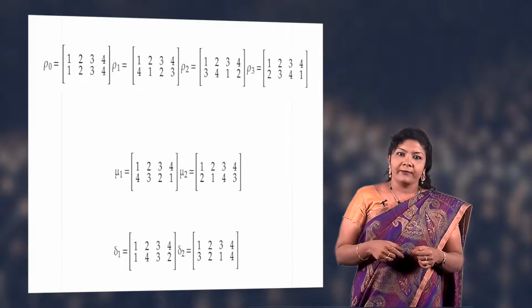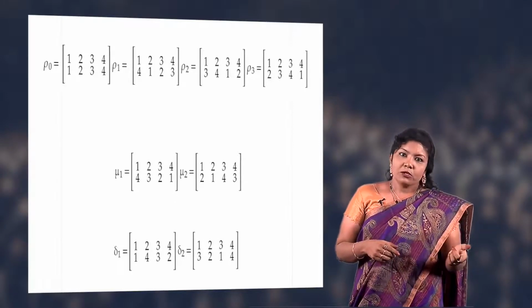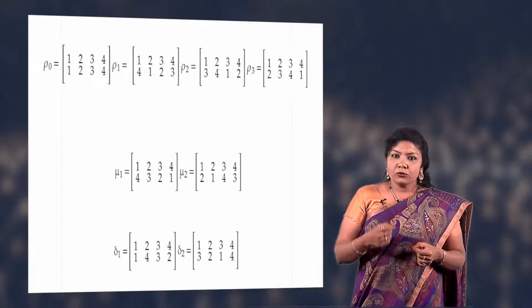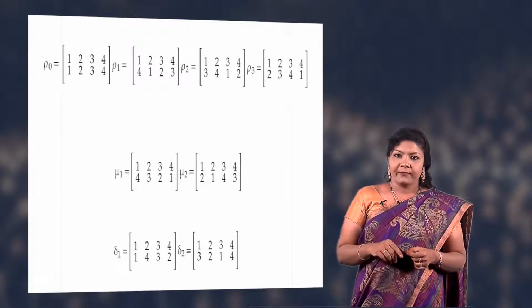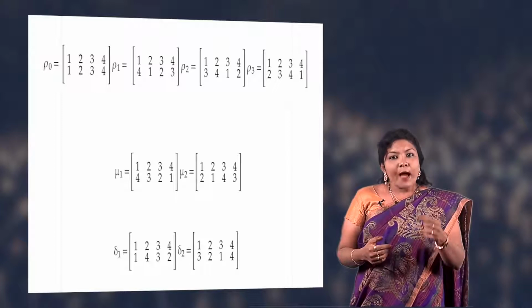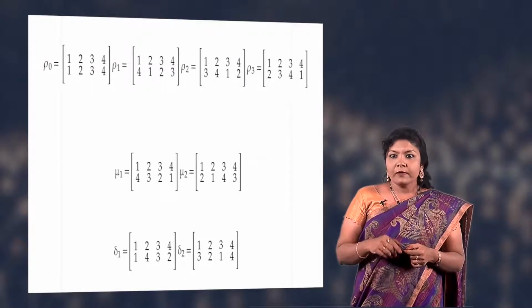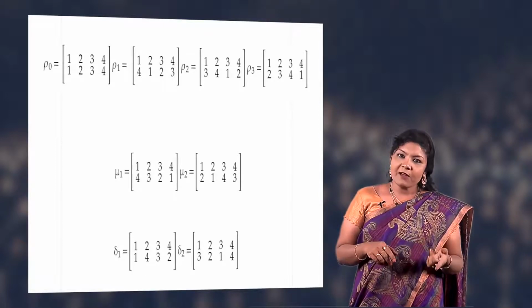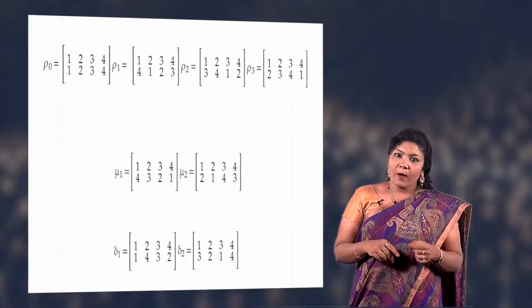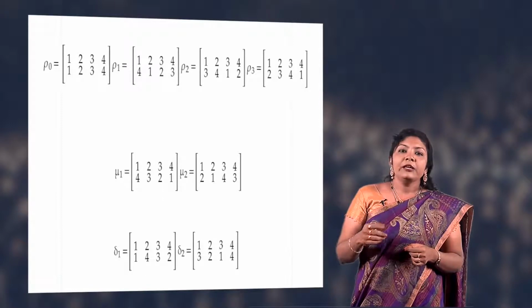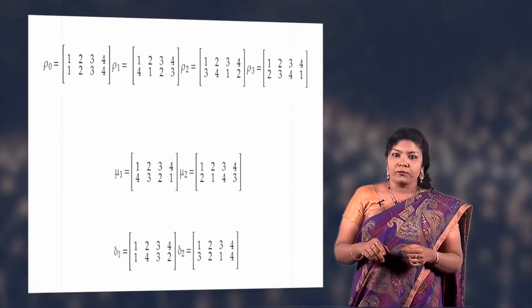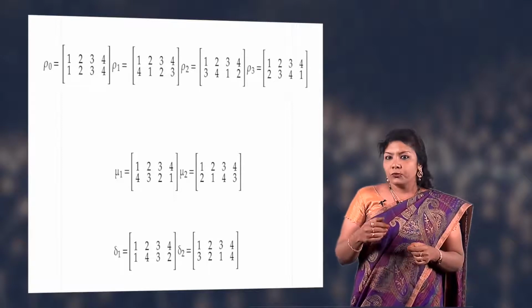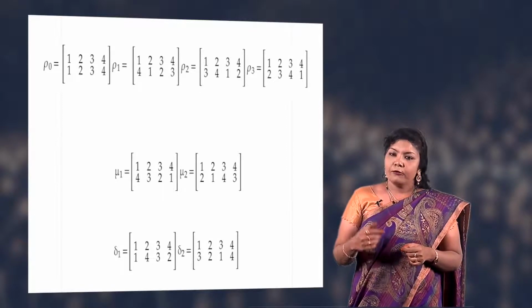Mu1 is equal to 1 goes to 4, 2 goes to 3, 3 goes to 2, 4 goes to 1. Mu2 is equal to 1 goes to 2, 2 goes to 1, 3 goes to 4, 4 goes to 3. Delta 1 is equal to 1 goes to 1, 2 goes to 4, 3 goes to 3, 4 goes to 2. Delta 2 is equal to 1 goes to 3, 2 goes to 2, 3 goes to 1, 4 goes to 4.